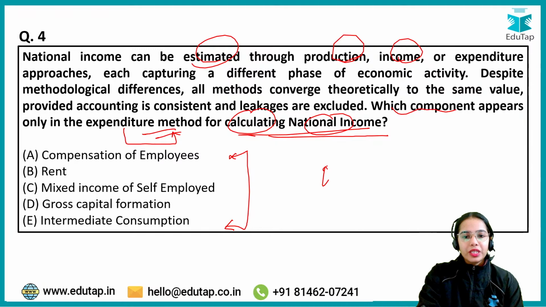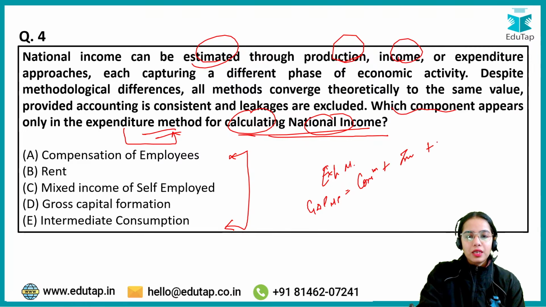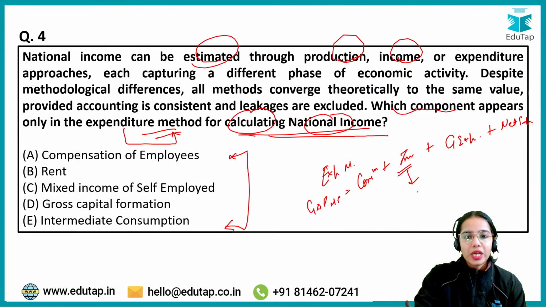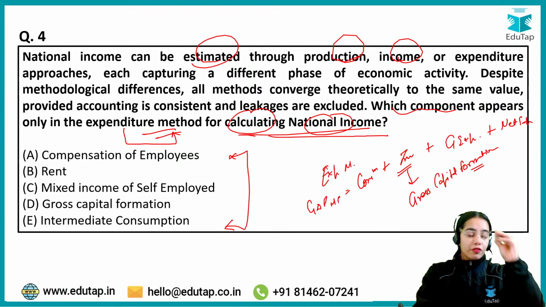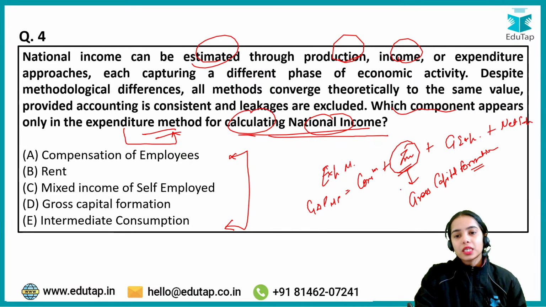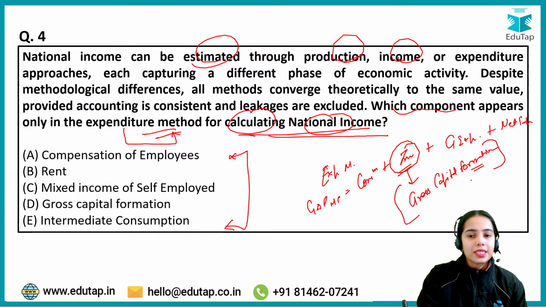So through the expenditure method we can calculate GDP at MP. What is the formula for the expenditure method? Consumption plus investment plus government expenditure plus net exports. Okay, investment is also known as gross domestic capital formation, gross capital formation, the total capital formation that is happening in the country.